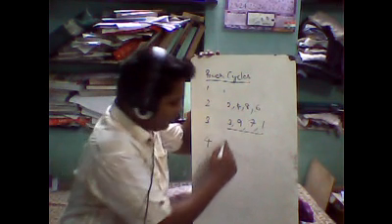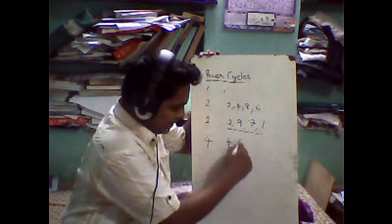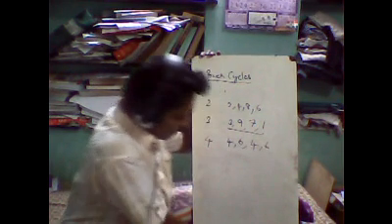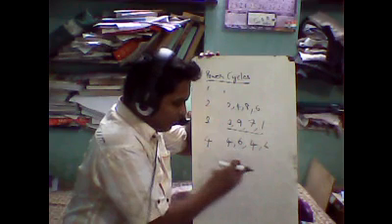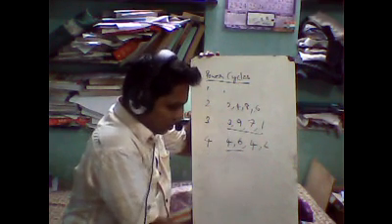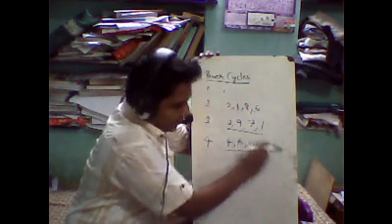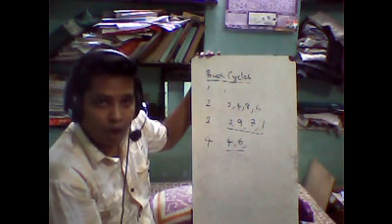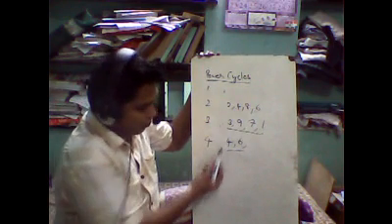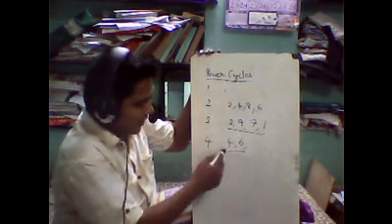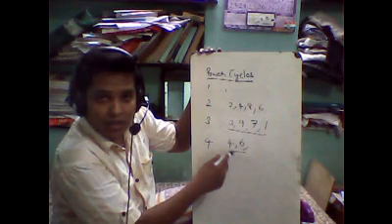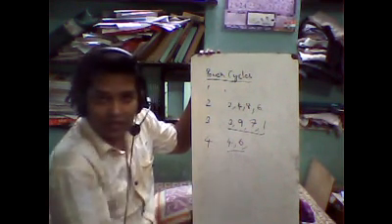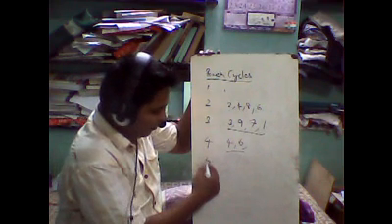Now, let us look at the power cycle of 4. The power cycle of 4 is 4, 6. The length of the power cycle of 4 is just 2. So, if 4 is raised to an odd number, the last digit will be 4, and if 4 is raised to an even number, the last digit will be 6.